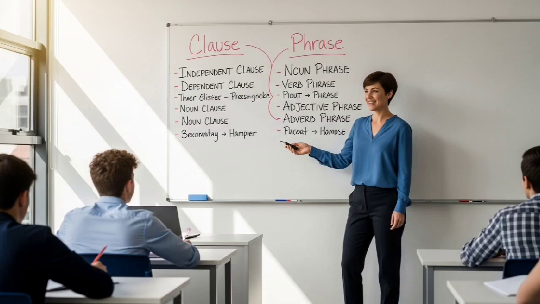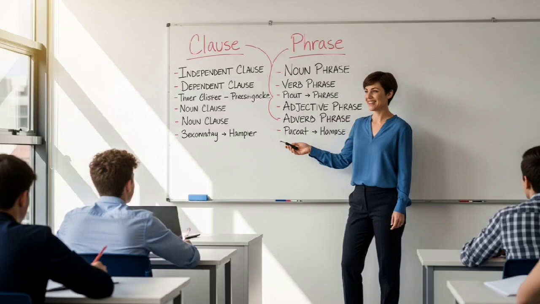Here are some examples to compare phrase and clause. For example, phrase: on the table. Clause: the book is on the table. In the morning, it is a phrase. I go for a walk in the morning, it is a clause. Very fast, it is a phrase. He runs very fast, it is a clause. You can see that when we add a subject and a verb, a phrase becomes a clause.